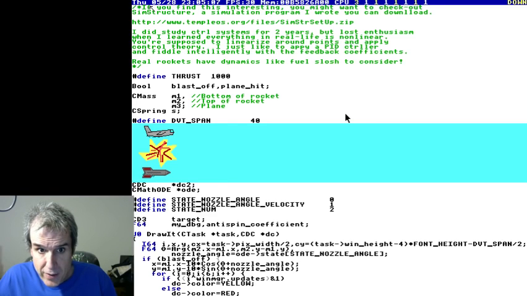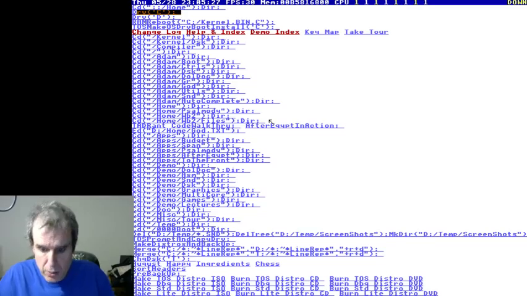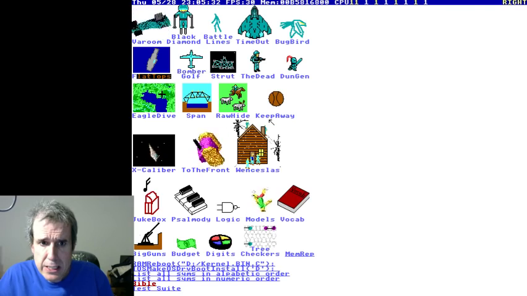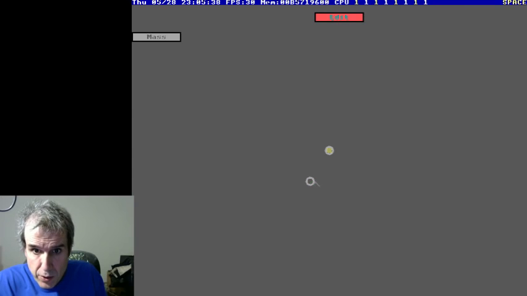In SimStructure and other places, I dynamically allocate masses, because you don't know how many masses you're going to have. There's another application called Strut, which is very, very similar. So you place masses and springs, and this has a variable number of masses.